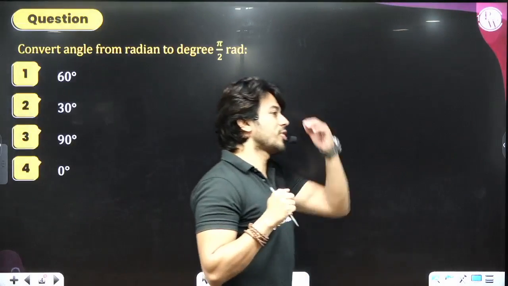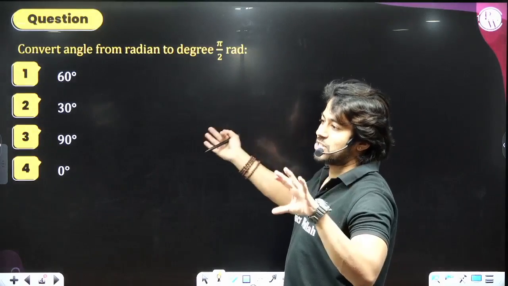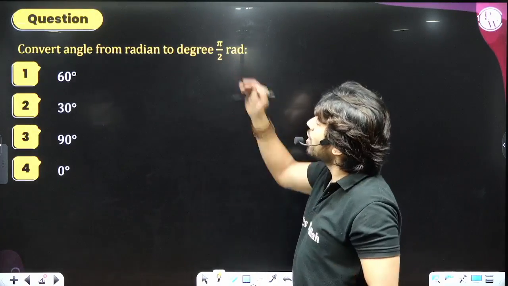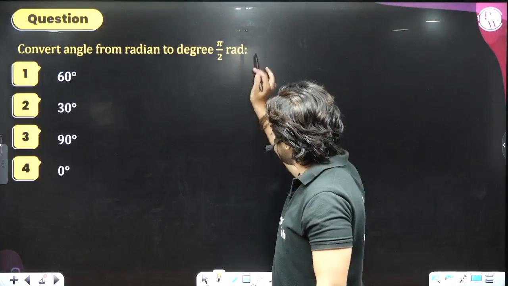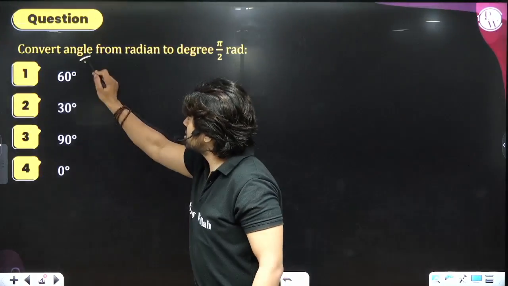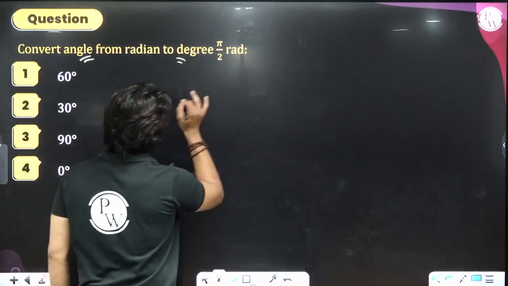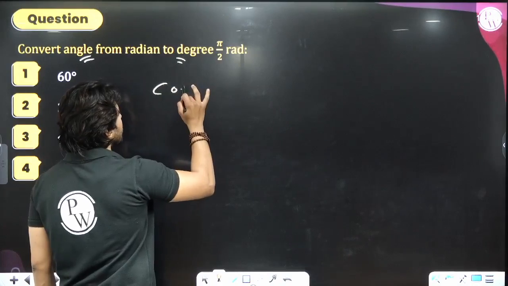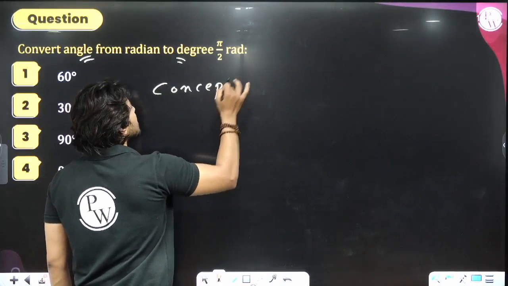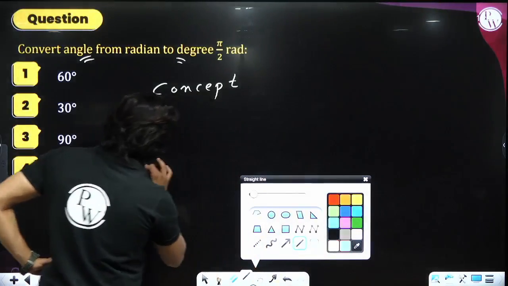So the first question coming in front of you is this. Just read the question. Keep noting +4 -1 for every question. It says: convert radian to degree. Now this is not a question, this is just a quick recap. What concept is involved in this discussion? I don't want the answer, what is the concept involved? The concept involved is the measurement of angle.